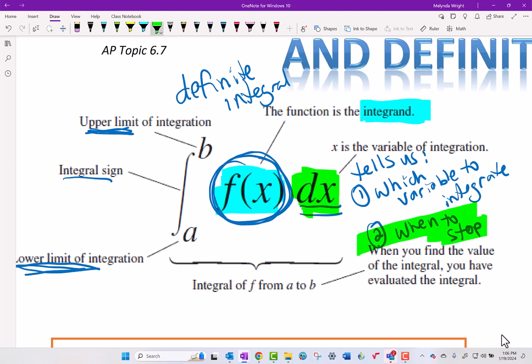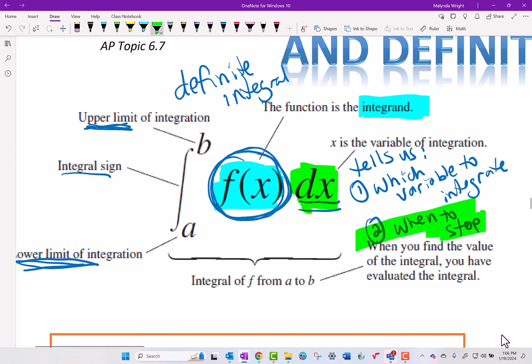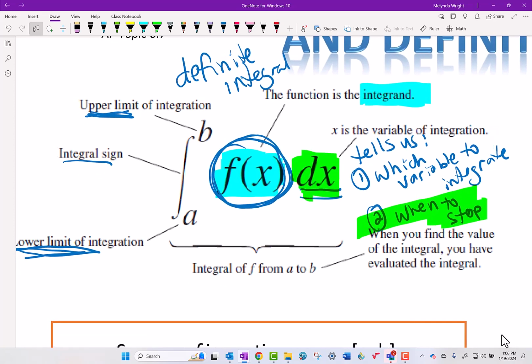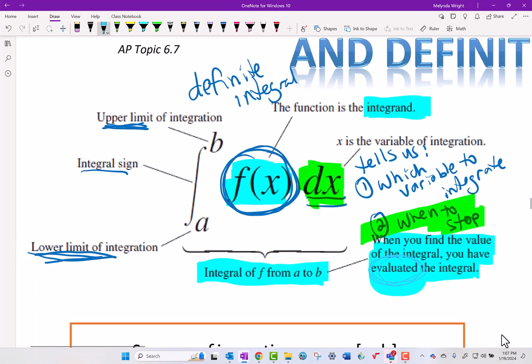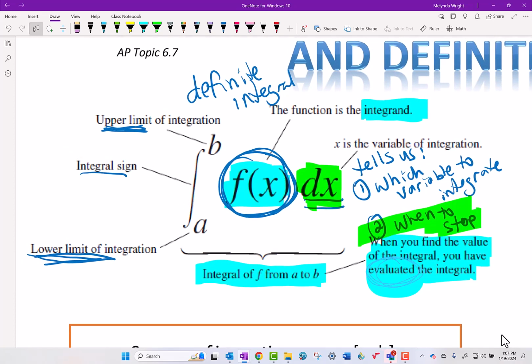And so what else do we have? The whole thing is called the integral of f from a to b. We don't normally use this a whole lot, but that would be what you would call the whole thing. And when you find the value of the integral, you have evaluated it. This is a vocab word that they might use. They might give you the integral and say evaluate. That just means work it out and find the answer. Okay, so that's vocab for us.